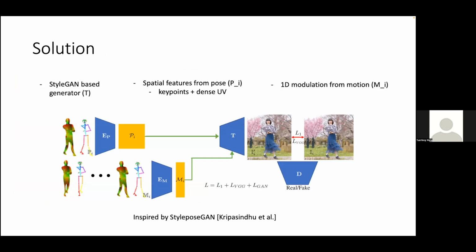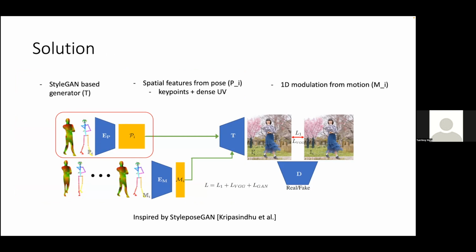So to address the above issues, we propose this StarGAN-based network. So let's look at our architecture. We have two branches here. For one branch, we do the pose information.